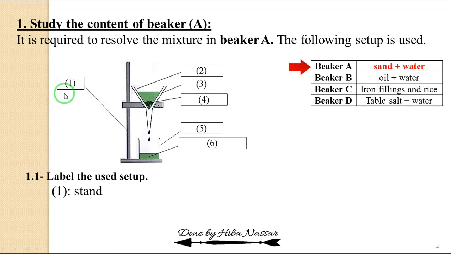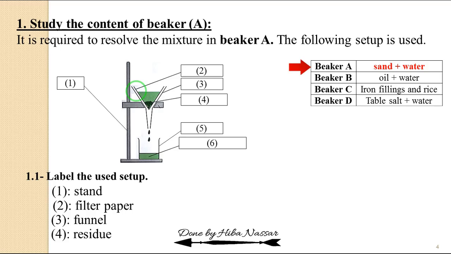Number 1, it's the stand. Number 2, it's the filter paper, which is placed inside the funnel, which is number 3. Number 4, it's the residue, which is collected on the filter paper. 5, it's the beaker. And 6, it's the filtrate.